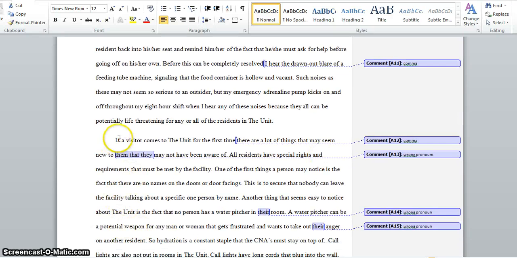Alright, let's look at this sentence right here. You have, if a visitor comes to the unit for the first time, there are a lot of things that may seem new to them that they may not have been aware of. Alright, so let's look at the pronouns. First of all, you have they, or them and they, but that refers to visitor. It's not going to work because you have plural going back to a singular. So you probably have to change it to if visitors come to the unit.